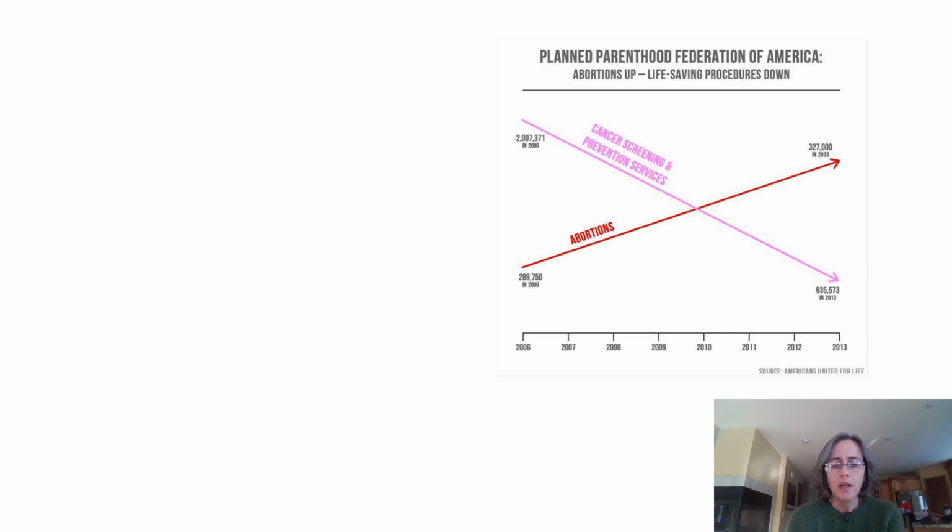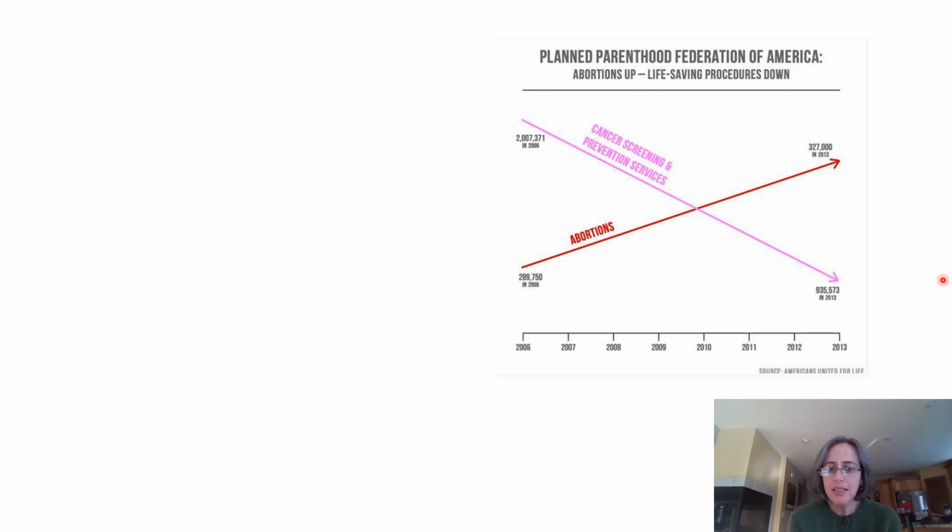So first of all, here's an example of what not to do. This shows procedures done at Planned Parenthoods in the United States. And the two things that they're showing here are abortions with the red line and cancer screening and prevention services with the pink line. So this is a very inaccurate way to convey information.